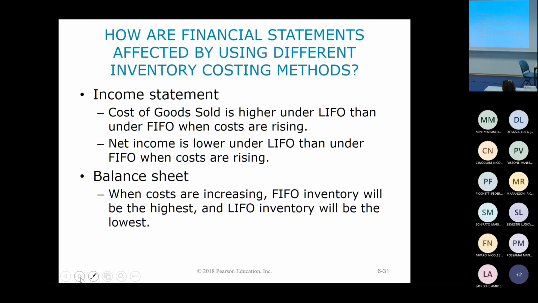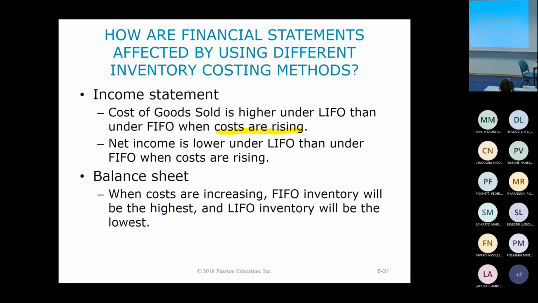Now, before getting to the periodic system, which, as I said, will require a different approach, let's then look at the effects on the financial statements. Remember, the assumption is when costs are rising, which is not always applicable. I mean, there are cases, there are industries, there are commodities for which prices can be declining instead. So you have the opposite effect.